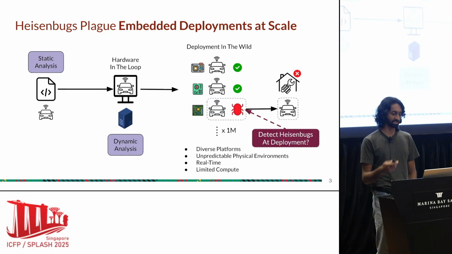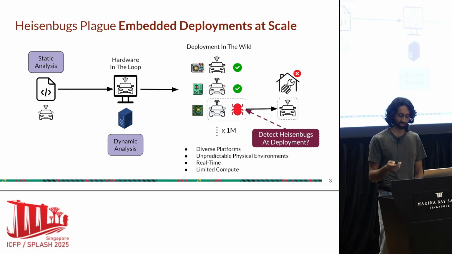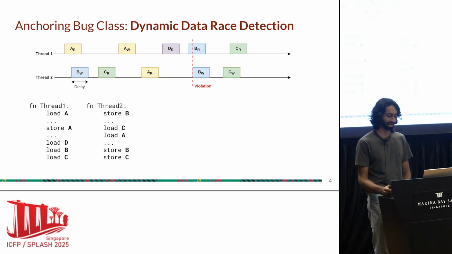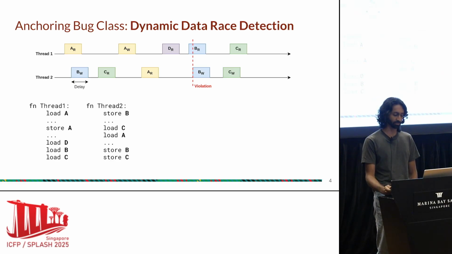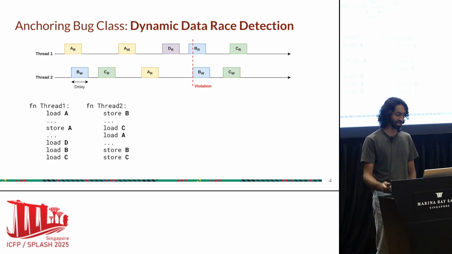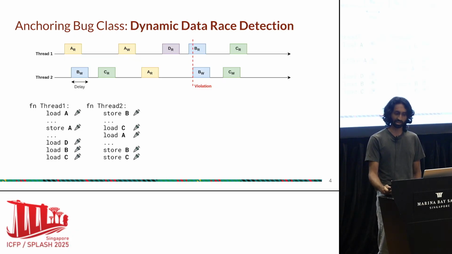And to do this, it's useful for us to ground ourselves in a specific concrete bug example. For our paper, we considered dynamic data race detection using a simple technique called trap delay injection. So this technique is quite simple. Here we have two concurrent threads accessing various memory addresses through loads and stores.